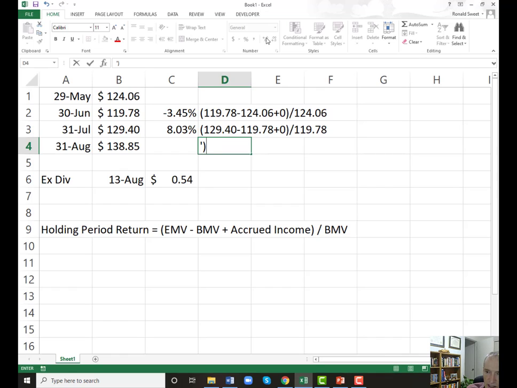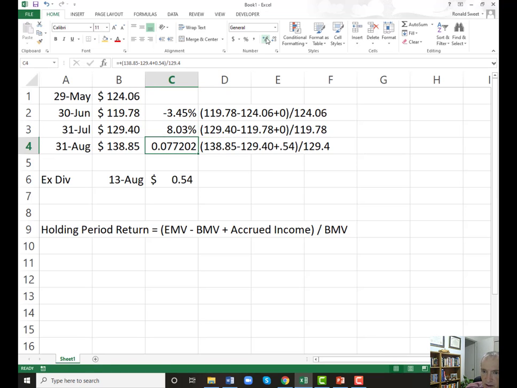Now we'll do August. So August we have a little bit more work here. Our ending market value is 138.85. Beginning market value is 129.40. But here we have accrued income, 54 cents. So add 0.54 and we divide all of that by 129.4. So try that and see if you get the same answer I get. And I get 7.72%.